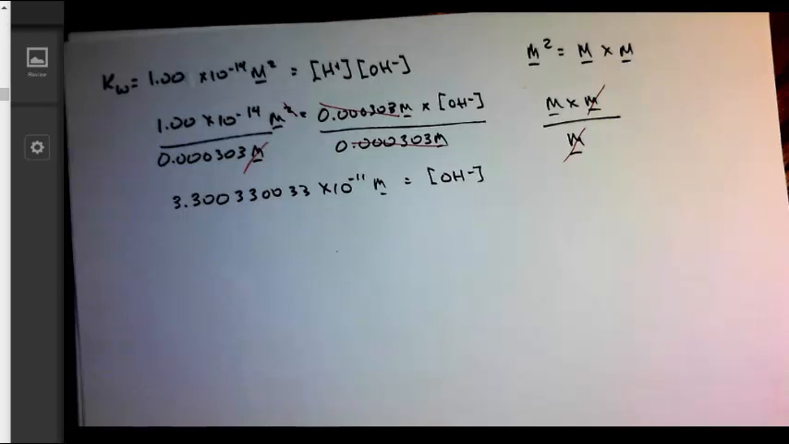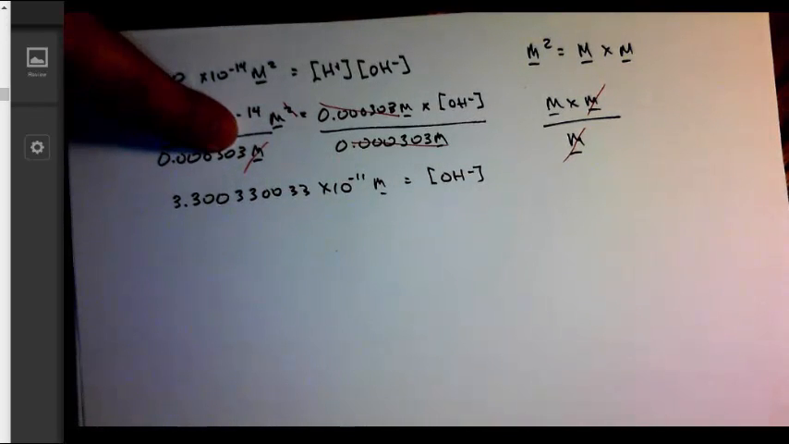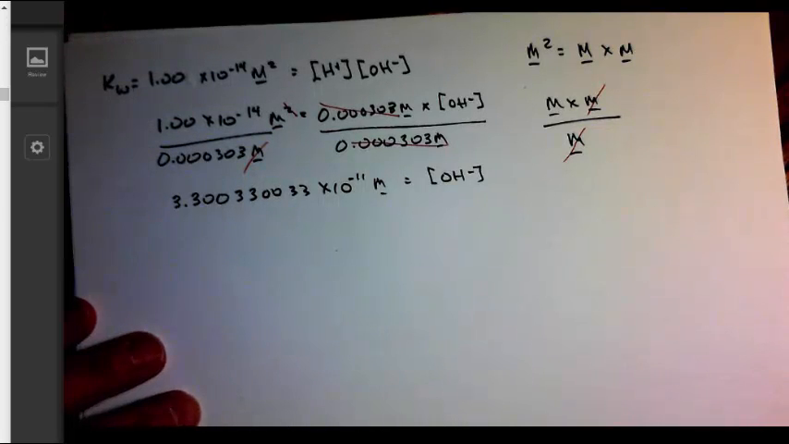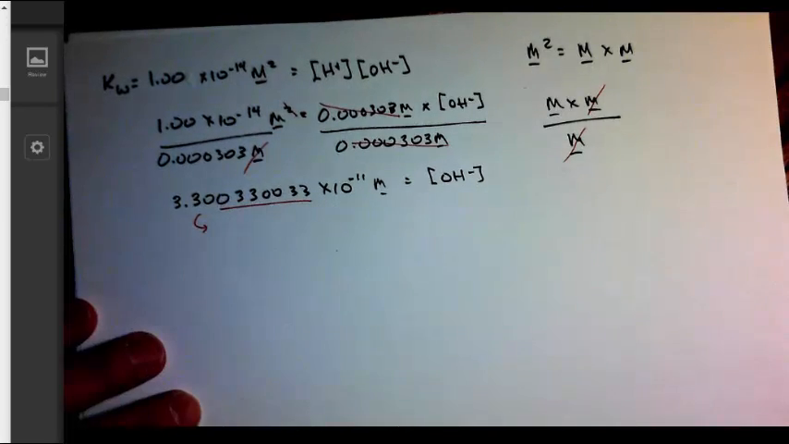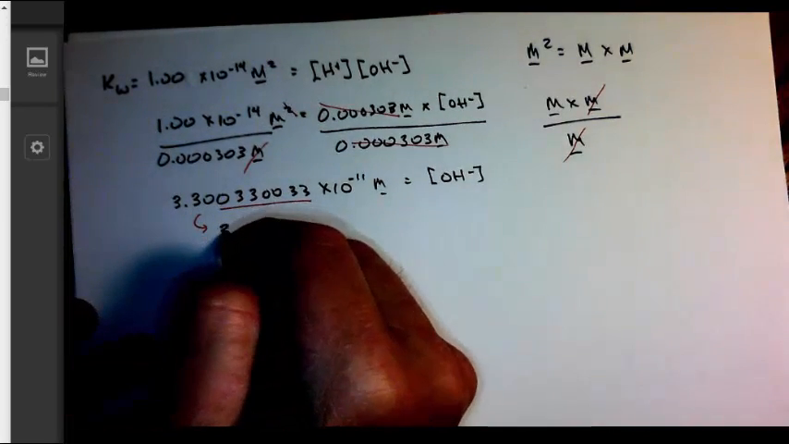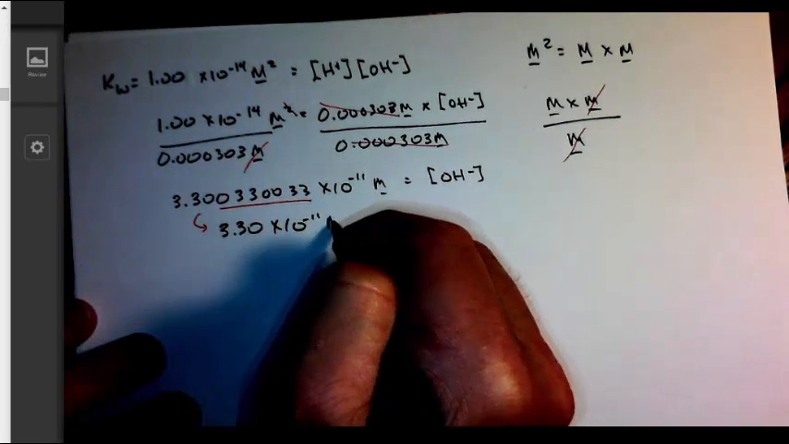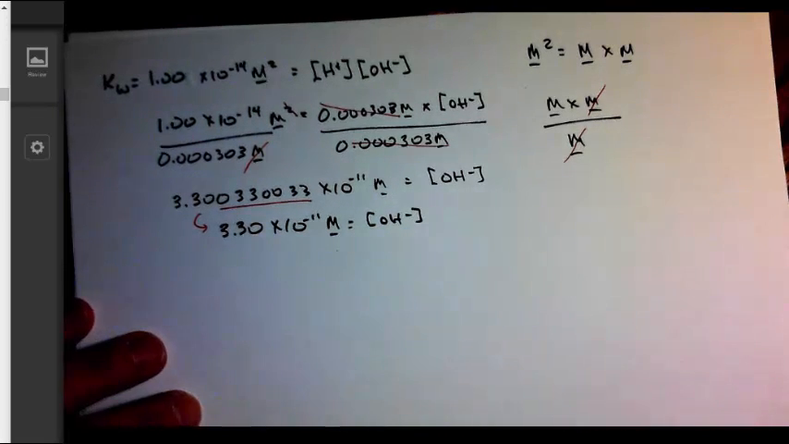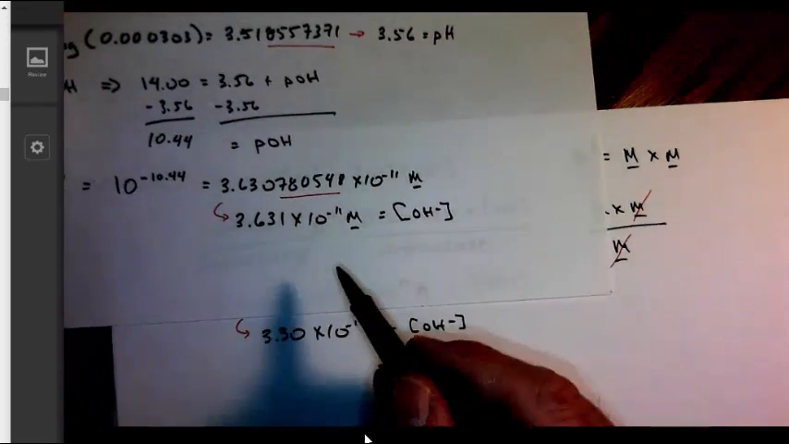And we're going to round this one off to 3 digits here, or actually more for this because I could have put as many zeros as I wanted here. So 3 digits, and we get 3.30 times 10 to the negative 11 molar concentration equals hydroxide ion concentration. All right, so let's compare that to the previous number we calculated going the other way around. All right, so they're not exactly the same.